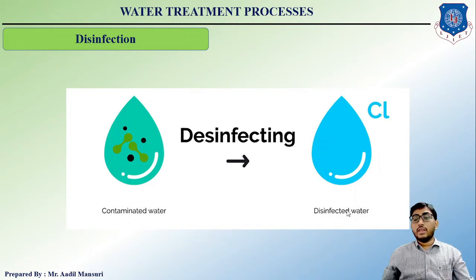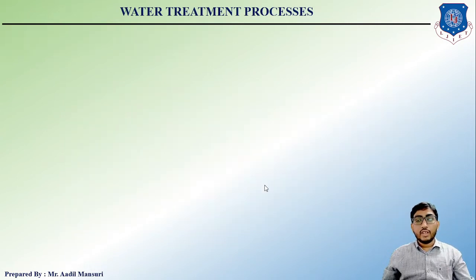Okay, so the chemical used for disinfection is called a disinfectant, right? And chlorine is the most commonly used disinfectant for water treatment. So much so that disinfection is also sometimes called chlorination.